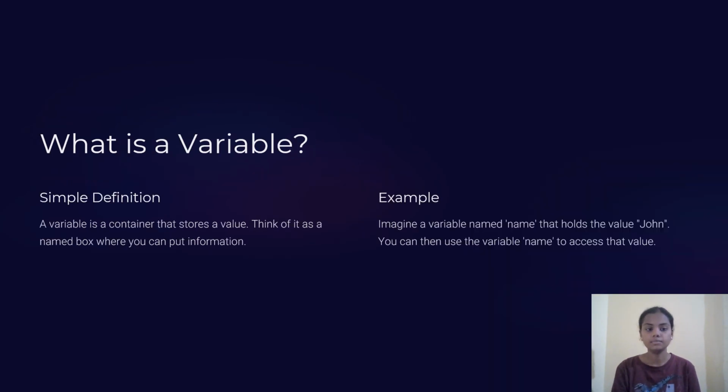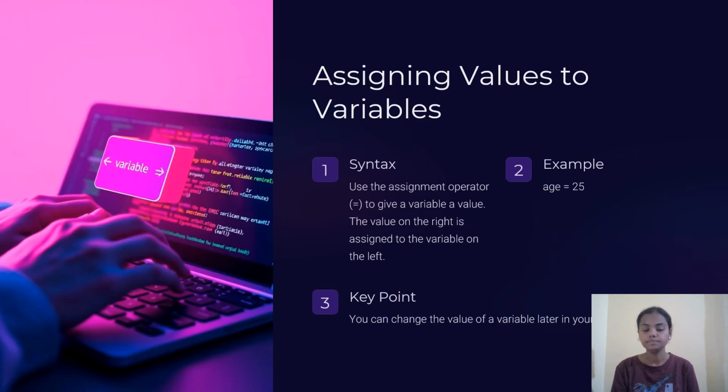What is a variable? The simple definition is that a variable is a container that stores a value. Think of it as a named box where you can put information. For example, imagine a variable named name that holds the value John. You can then use the variable name to access that value.